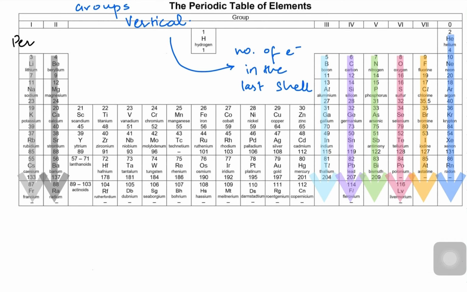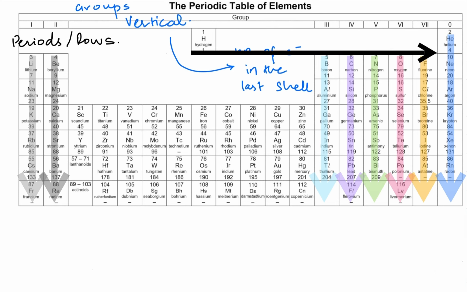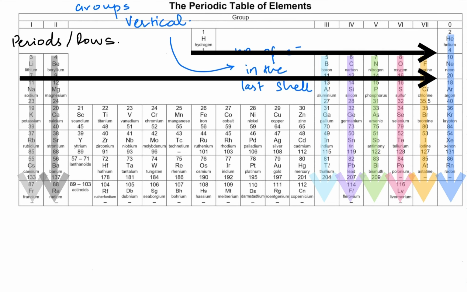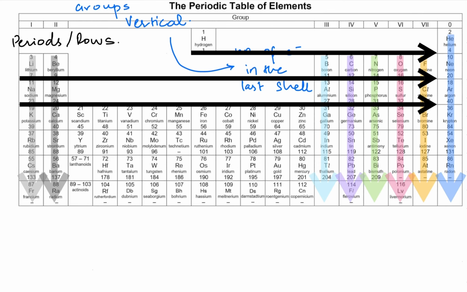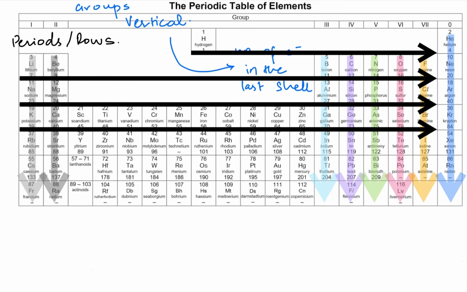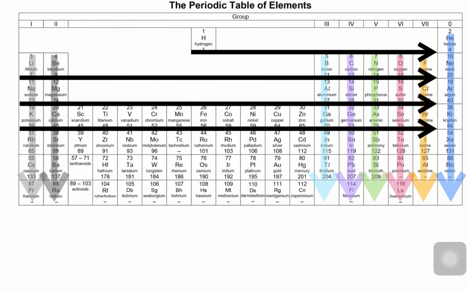Then come the periods. The periods are horizontal rows. These are arranged from left towards the right. You can see hydrogen and helium are the only two elements in the first period. Then period 2 starts with lithium, period 3 starts with sodium, and period 4 starts with potassium.